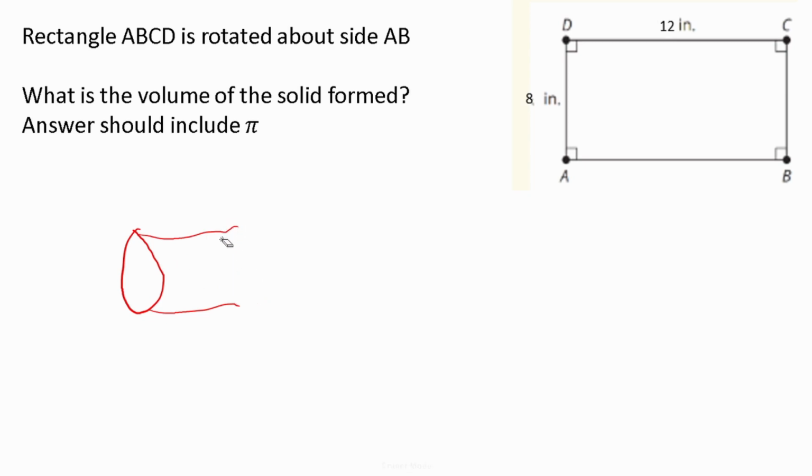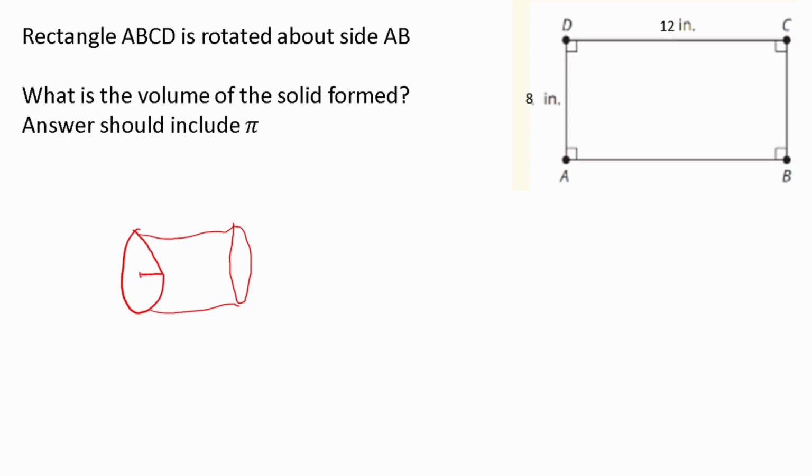Actually, let me redraw this. There we go. So let's say this is our circle here, right? With this circle in mind, we need to figure out what's what here. So we know that this creates a cylinder, and that's what this is asking. It's asking for the volume of that, right? So now we have to connect these pieces.